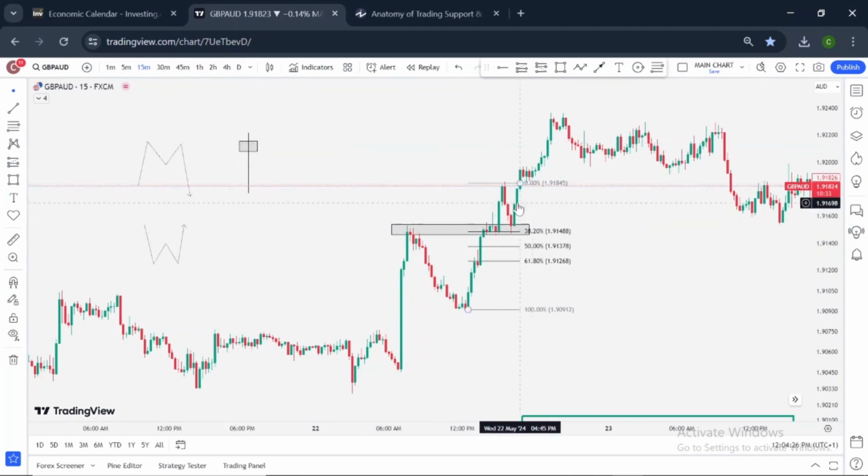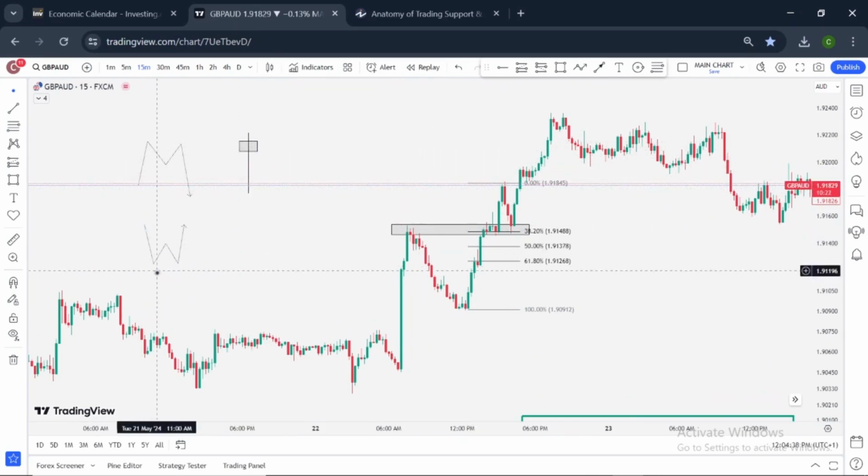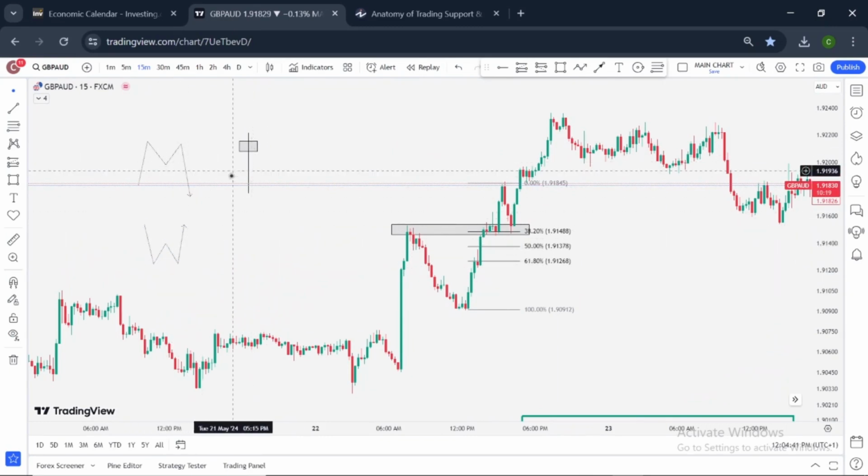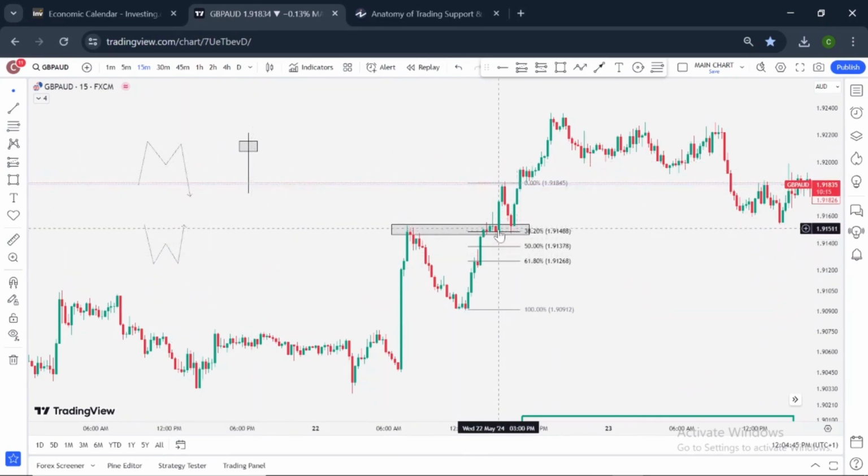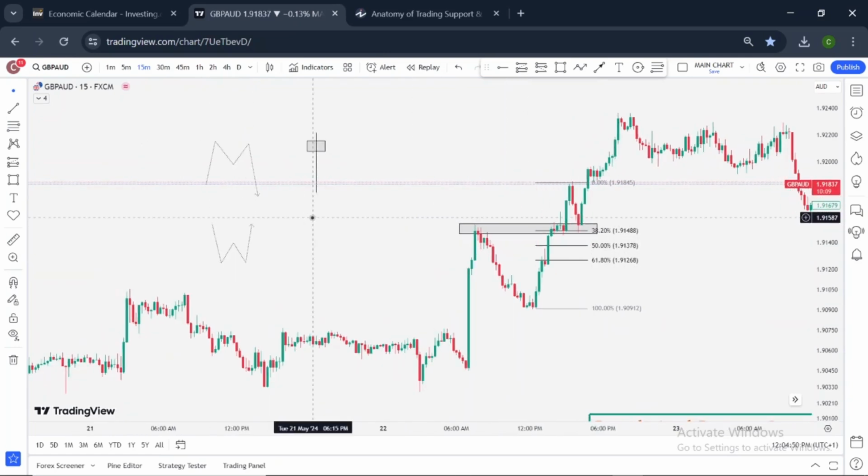So like this, we are looking for long, of course. We'll be expecting a hammer like this or a pin bar, or else a double bottom. So any of these two that we identify here within our zone, then we'll enter the trade. So now double bottom, how do we trade the double bottom?